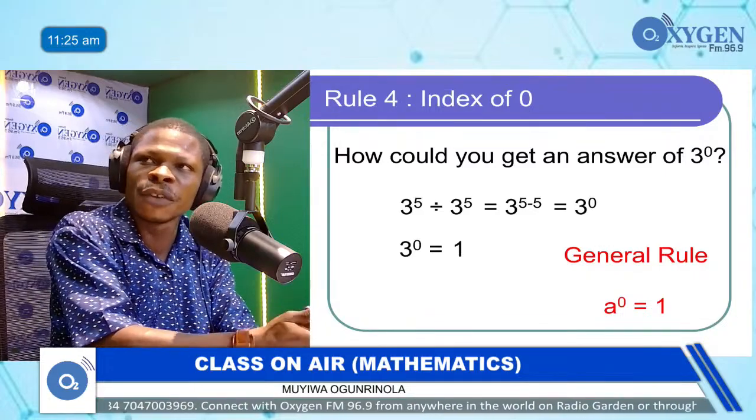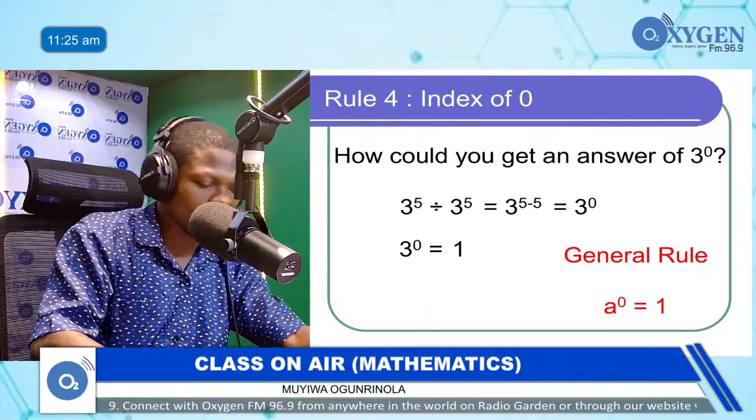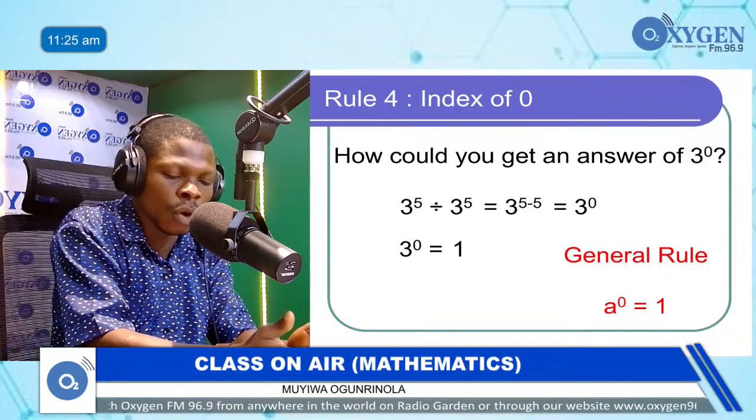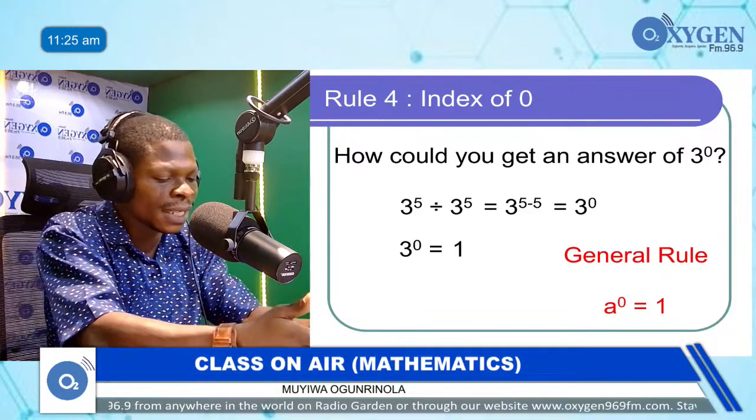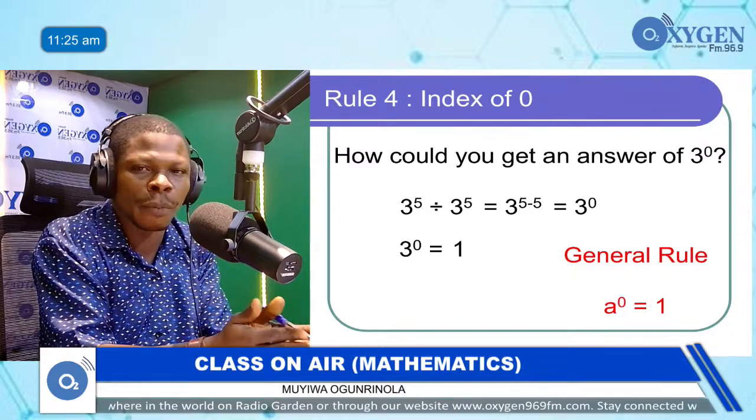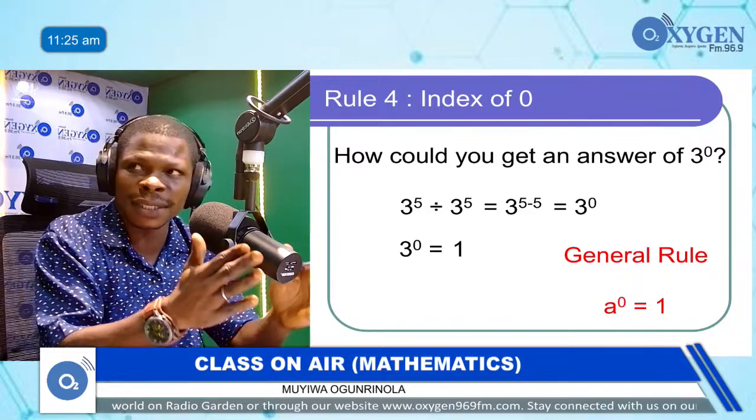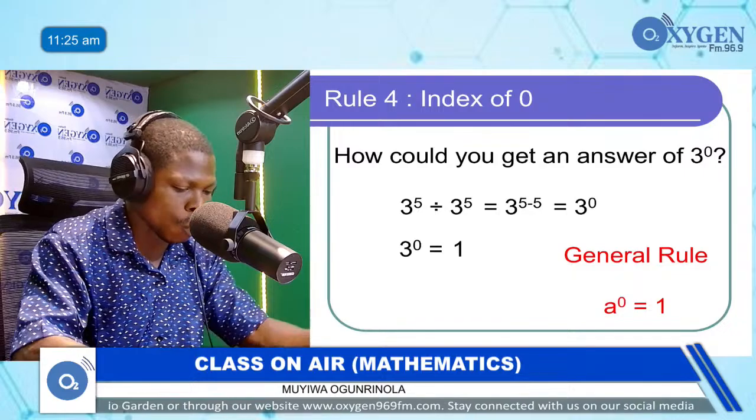This one will give you 3 raised to power 0. And 3 raised to power 0 is what? Is 1. So that is it. In this law, any number raised to power 0 will give you 1.